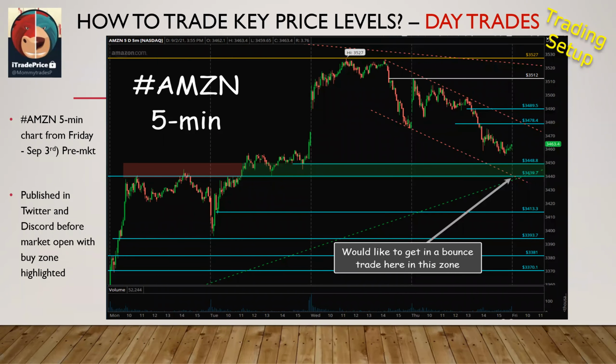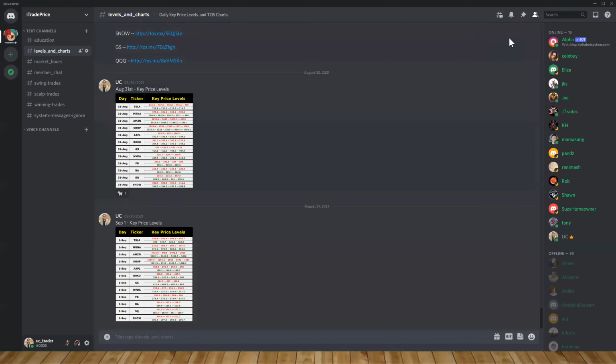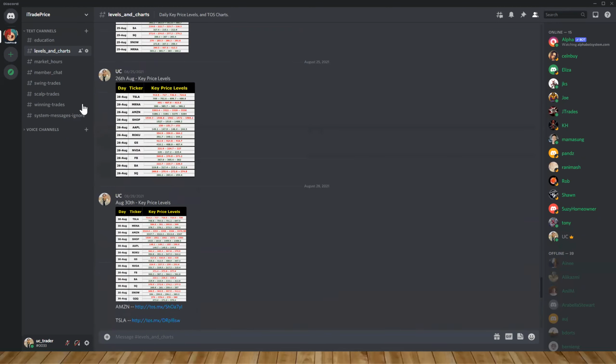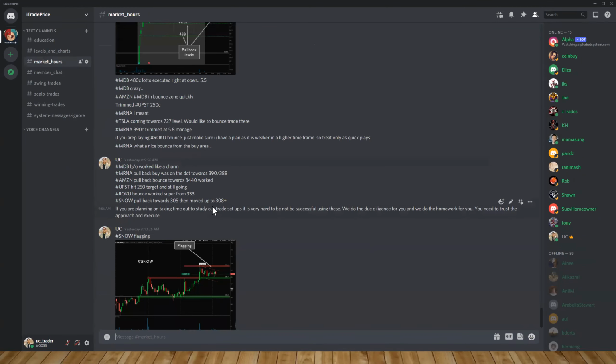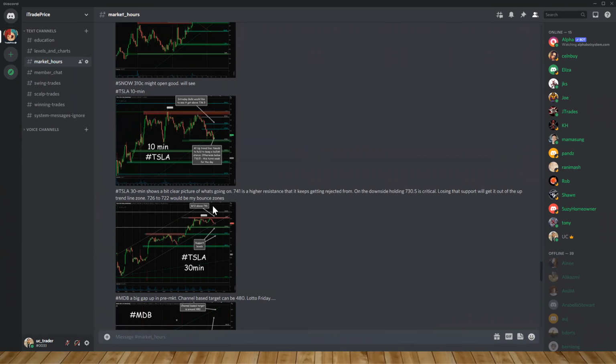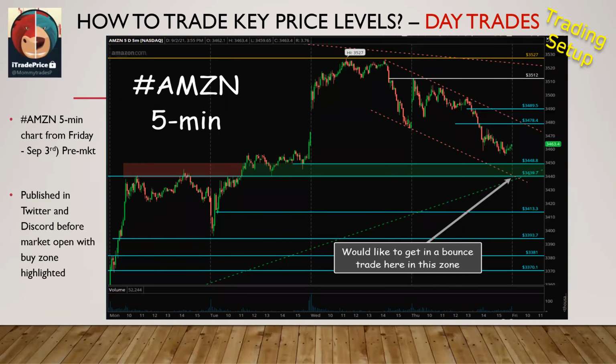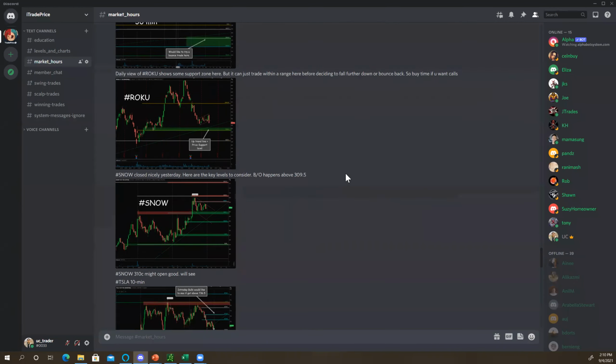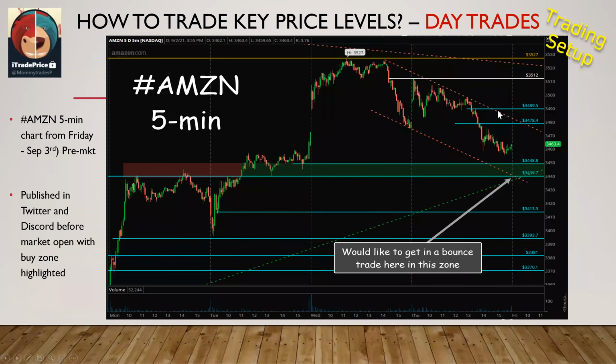Let's take a look at a couple of recent examples. This is an example which I shared on Discord and also on Twitter for our active members. And we post these levels, these charts, during the market hours. We post these setups. Somebody sent us a question asking whether we post alerts, so let me make that clear. These trading setups that we post in the morning on Twitter and on Discord are our alerts, because we trade based on these setups.